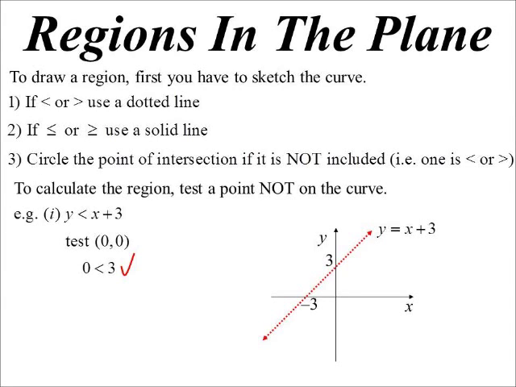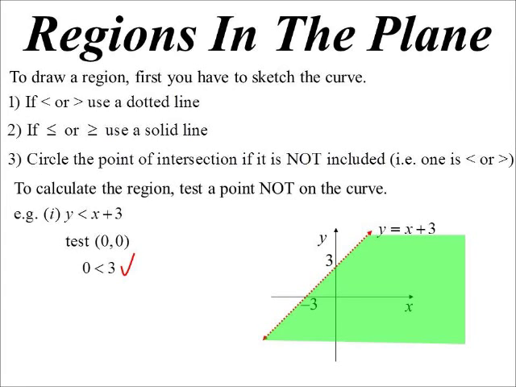0 is less than 3. Is that correct? Yes, it is. So we're in that region over there, and we shade that one in.